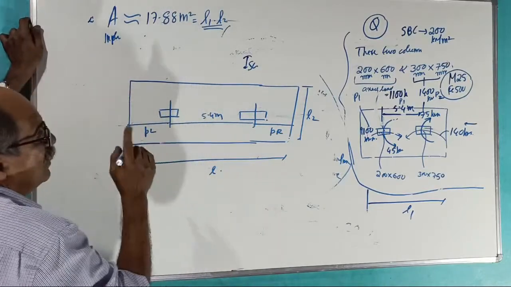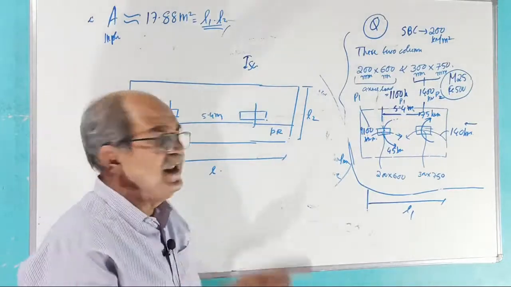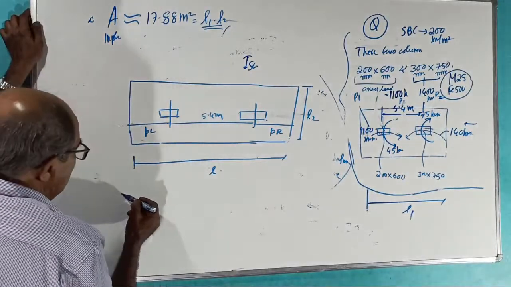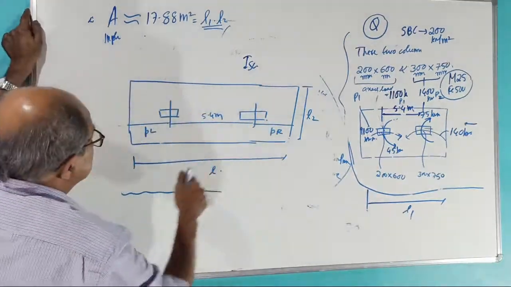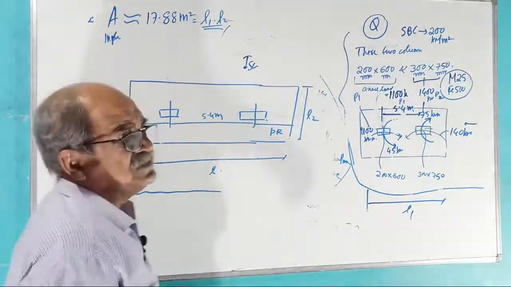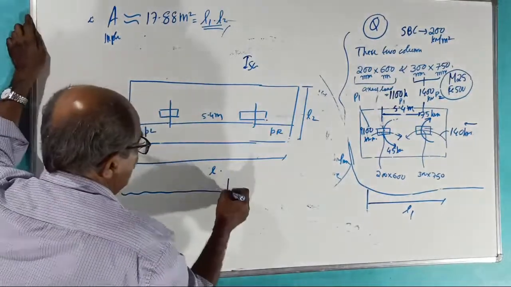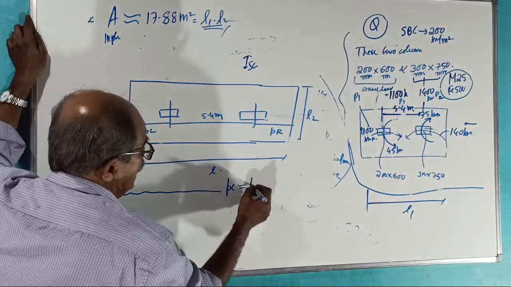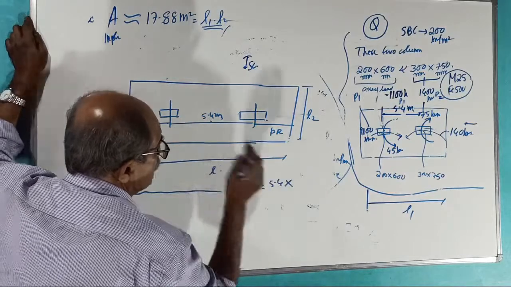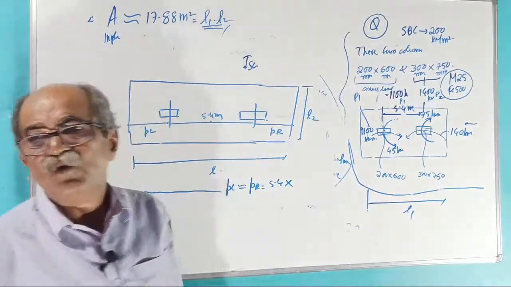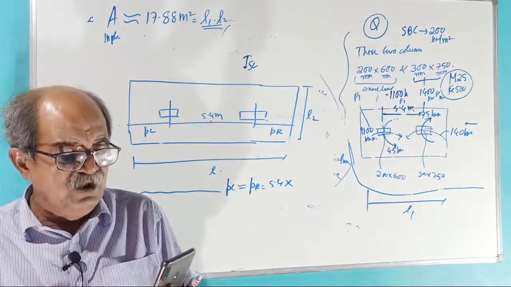Now, you should write everything. I am dictating. We already discussed lengthwise bending to be minimized, or we want as much as lesser BM and SF. It is better to take PL equal to PR equal to 5.4 into number. Fast. 5.4 into number.